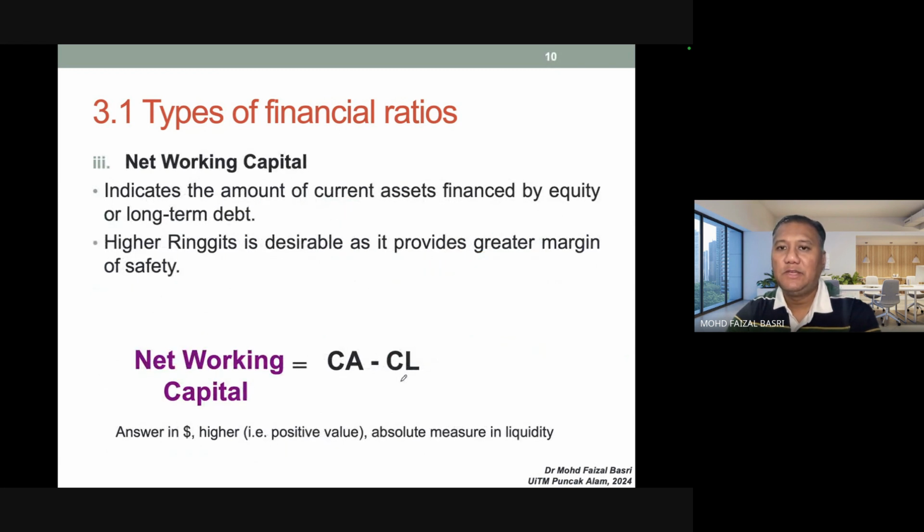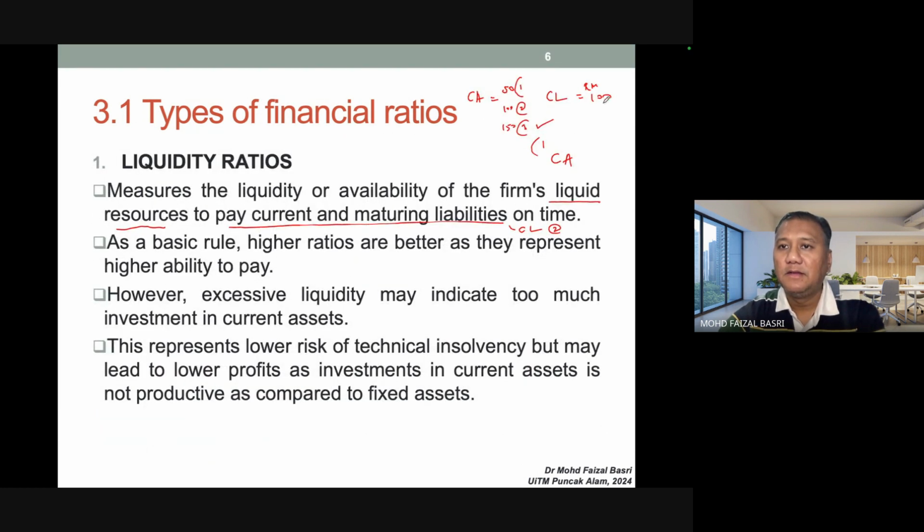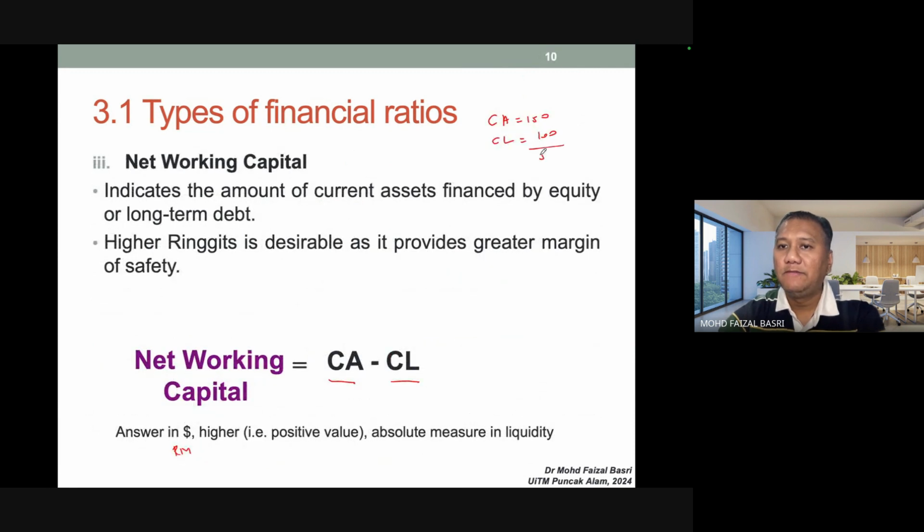And the third one is net working capital. Still gunakan current assets dengan current liabilities, cuma now kita minus. Tadi we divide current assets with current liabilities, but now we minus. So the answer will be in ringgit actually, dalam ringgit Malaysia. So again, the higher the better. The higher the value, it shows the amount of absolute ringgit of your liquidity. Macam contoh tadi lah, if your current assets 150, current liabilities is berapa tadi bagi example? 50, 100. So you have 50 ringgit net working capital in absolute amount lah, 50 ringgit. Dia bukan dalam ratio.